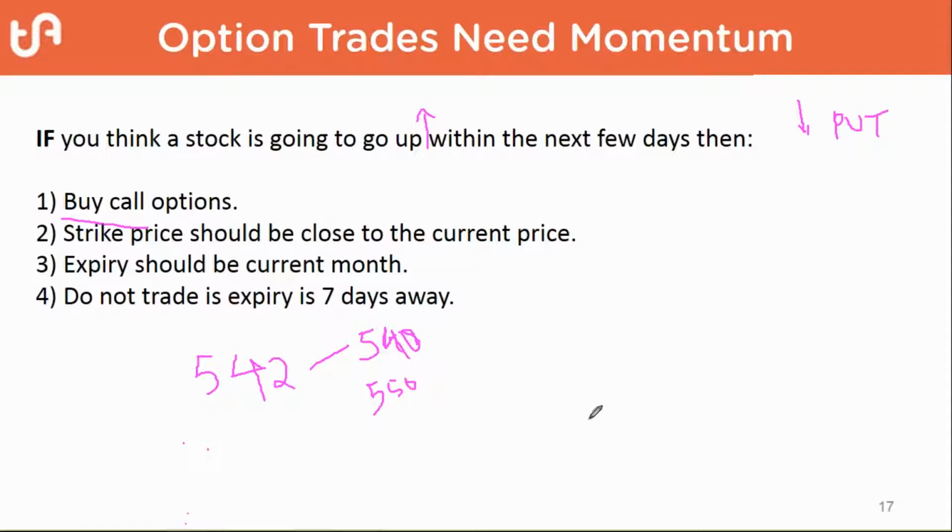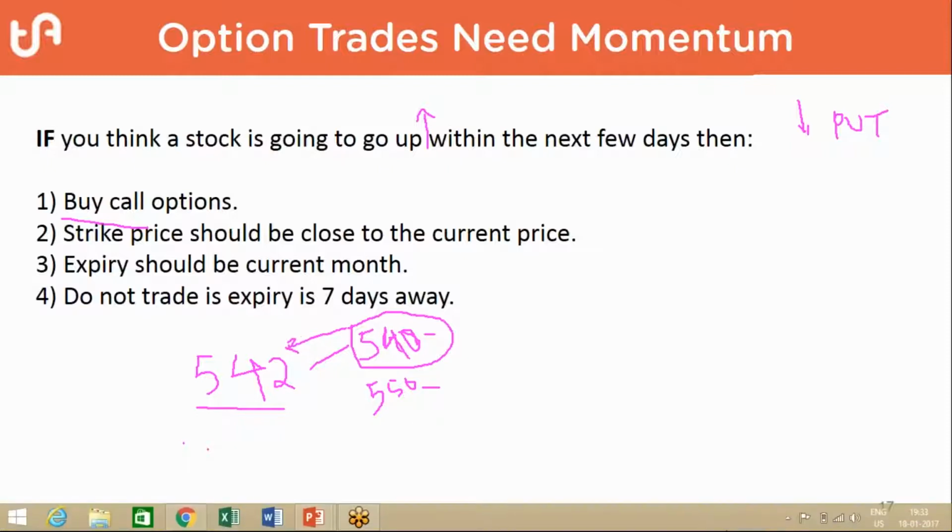Okay, yes, you're right. So, okay, let's keep it very simple. Since everyone doesn't know what the terms in the money and out of the money mean, let's keep it simple. Since your current price is 542, between 540 and 550, which is closer? Yes, exactly. 540 is closer to 542, so that's why you pick the strike price of 540.